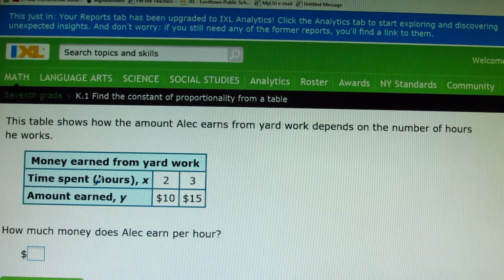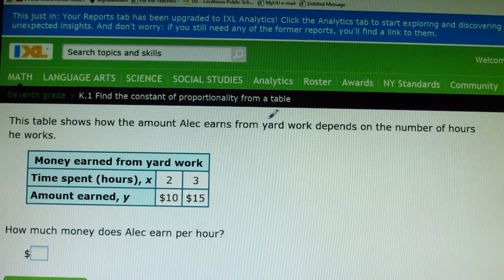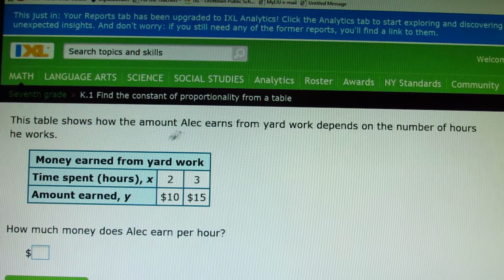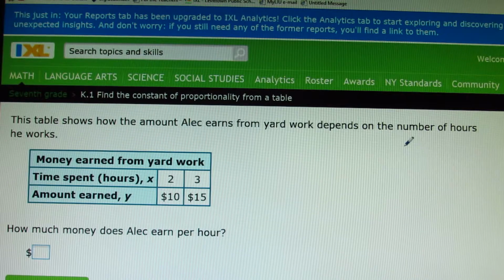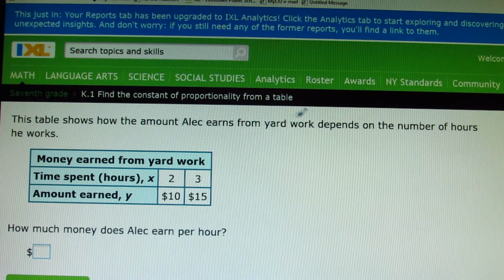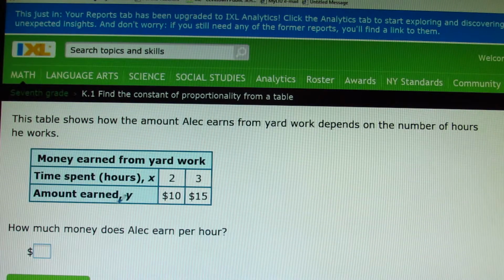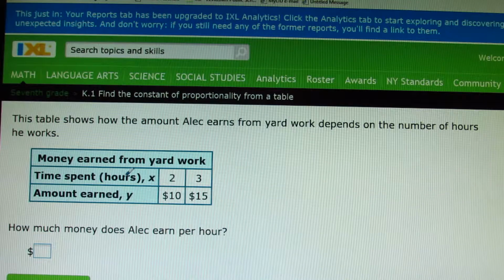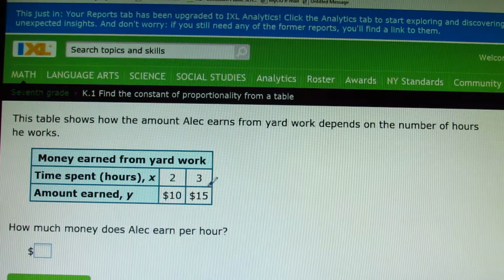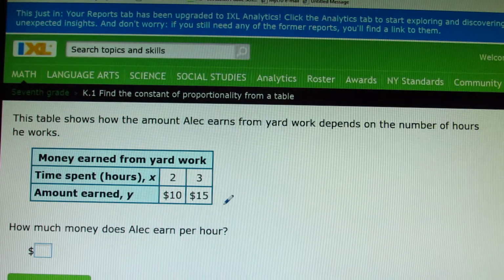Okay, the third IXL you're going to be working on is called K1, which is finding the constant of proportionality from a table. This is very similar to unit rate. So what you're going to do is look at the 2 values that are in your problem. This table shows the amount Alec earns from yard work depending on the number of hours he works. So I am comparing the amount that he earned based on the number of hours that he worked. So 2 hours he worked, he got $10. 3 hours he worked, he got $15. That's how you read this kind of table.